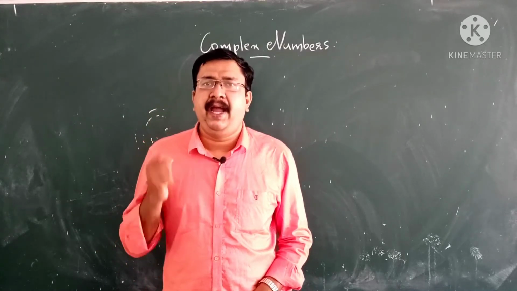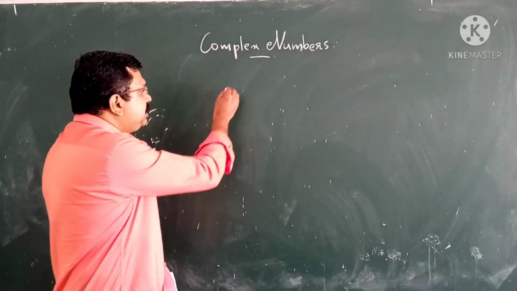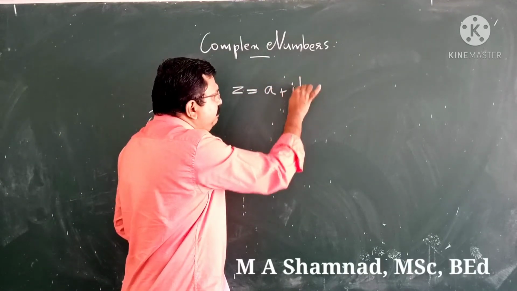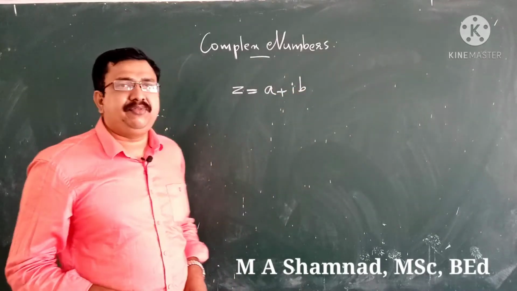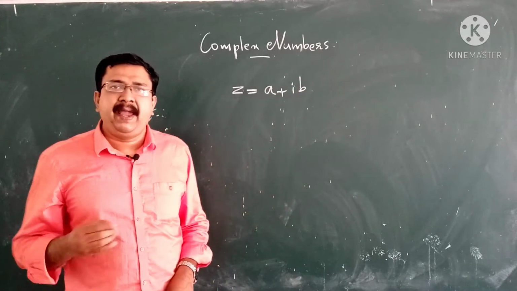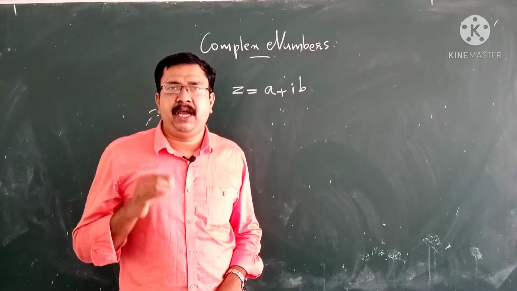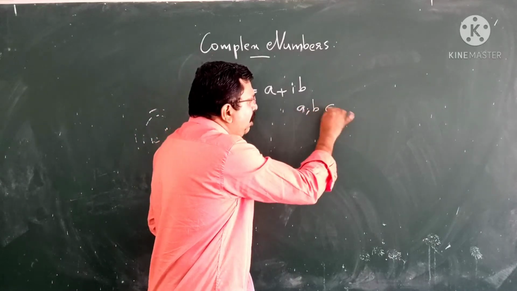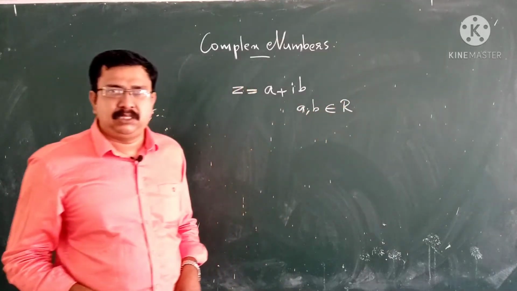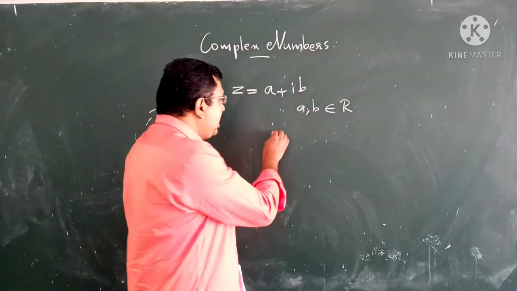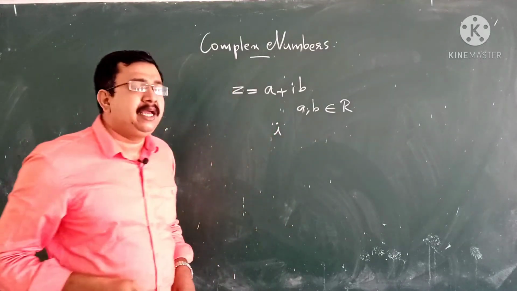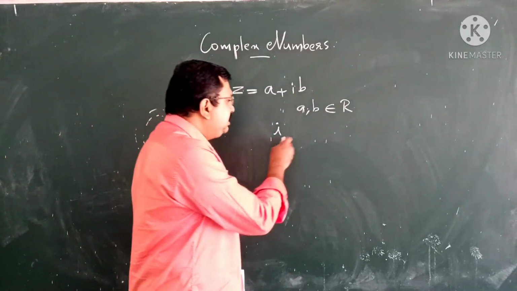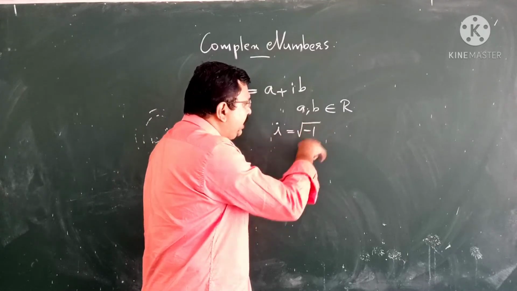Remember that a number of the form z equal to a plus ib is said to be a complex number. Remember that a and b belong to the set of real numbers. Here i means iota. Iota is a Greek letter. i is equal to root of -1.